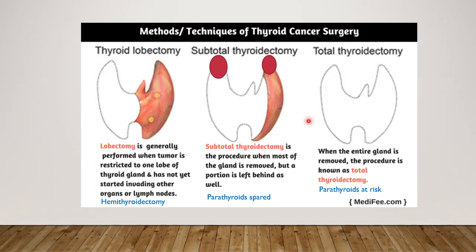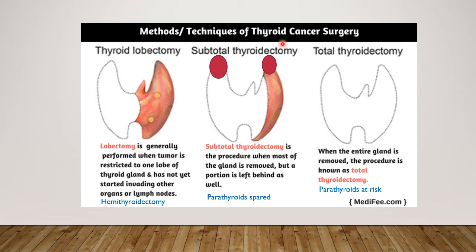To make it simpler, I tend to classify the types of thyroid surgery into three main types. First is your thyroid lobectomy. It's generally performed when the tumor is restricted to one lobe of the thyroid gland and has not yet started invading the other organs or lymph nodes. So you remove the thyroid of the affected lobe with the isthmus. This is lobectomy.